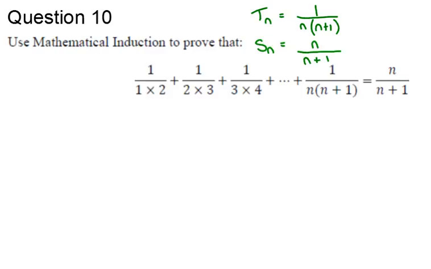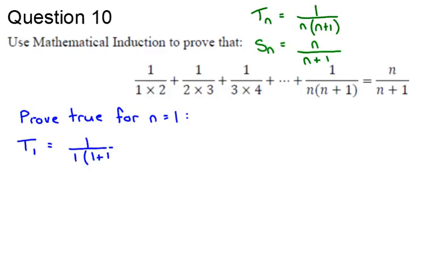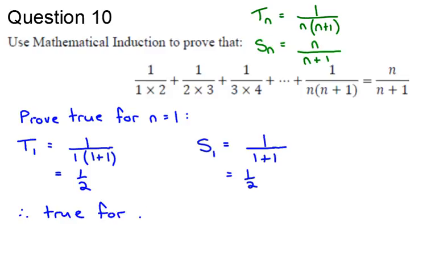Okay, so let's start out. First, I want to prove true for n equals 1. Alright, so I look at the left-hand side, which is my nth term. If I'm summing to the first term, I'm going to get 1 over 1 times 1 plus 1, which gives me a half. And then the right-hand side is the sum to the first term, which will be 1 over 1 plus 1, which is also a half. Okay, therefore we know that it's true for n equals 1. And now we can move on.